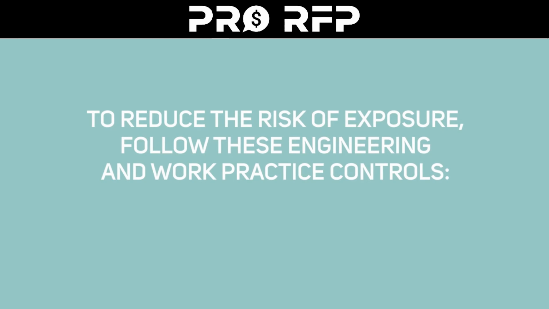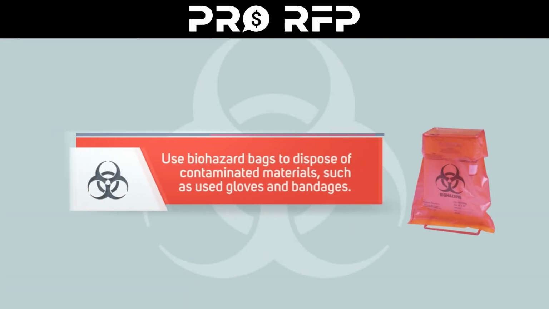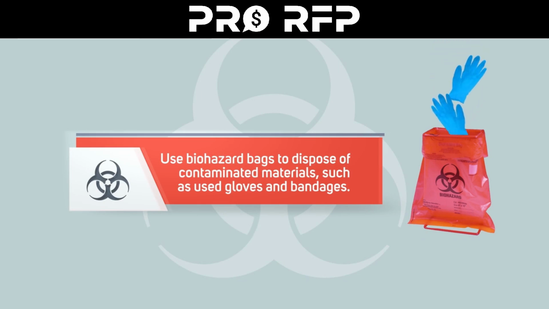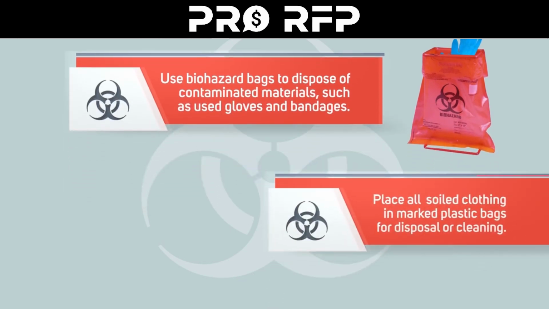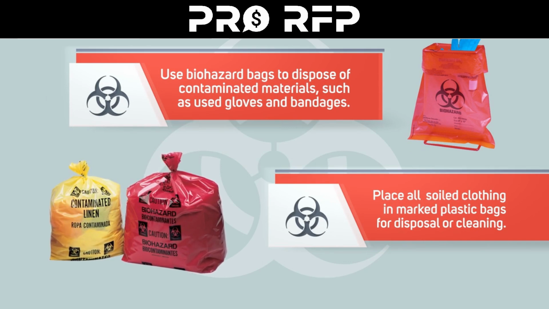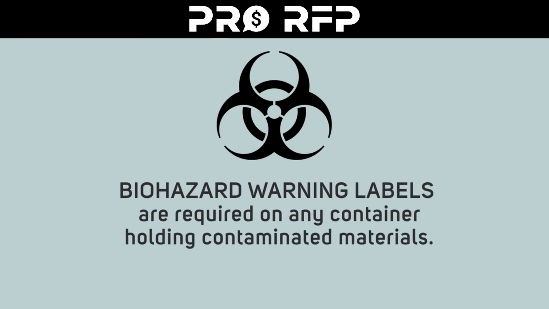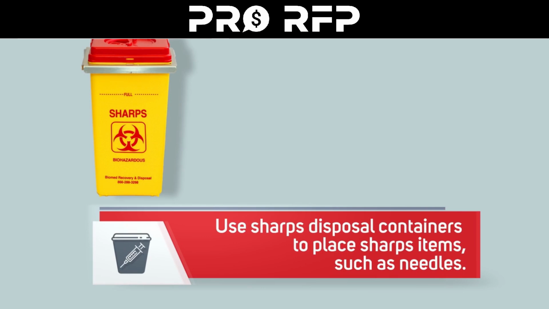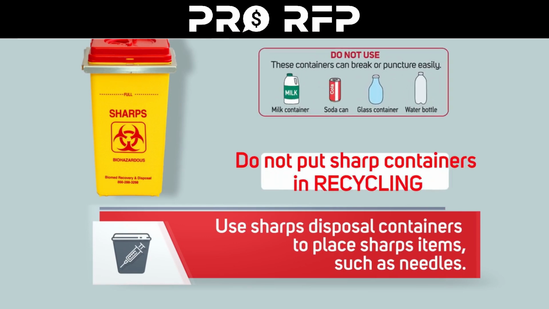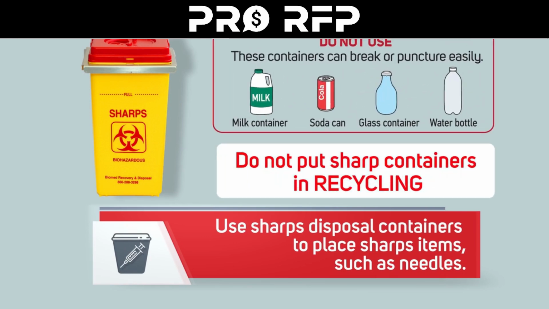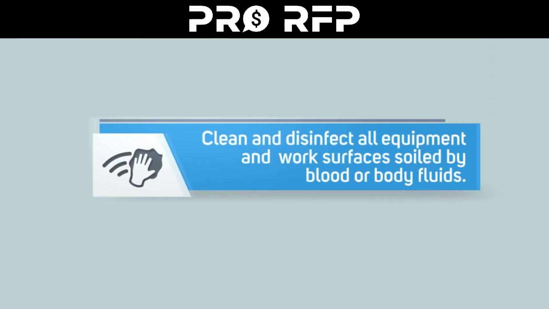To reduce the risk of exposure, follow these engineering and work practice controls. Use biohazard bags to dispose of contaminated materials, such as used gloves and bandages. Place all soiled clothing in marked plastic bags for disposal or cleaning. Biohazard warning labels are required on any container holding contaminated materials. Use sharps disposal containers to place sharps items, such as needles. Clean and disinfect all equipment and work surfaces soiled by blood or body fluids.